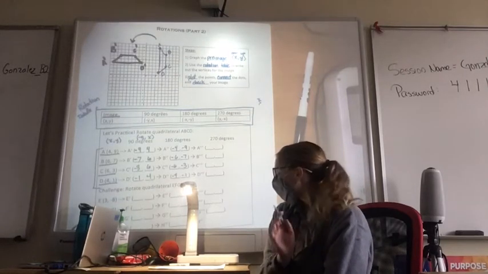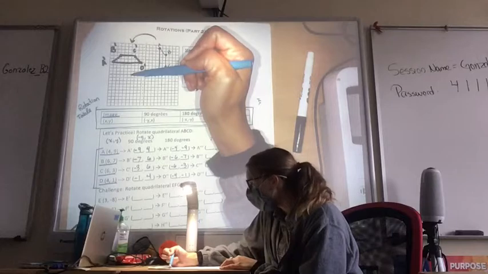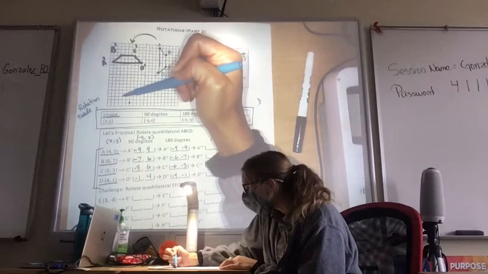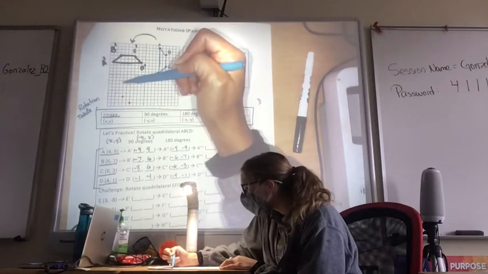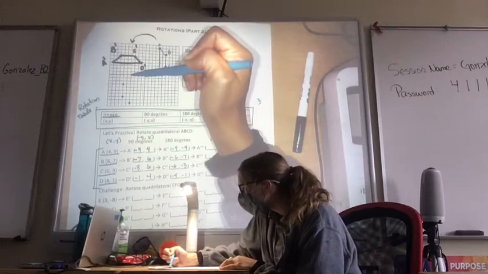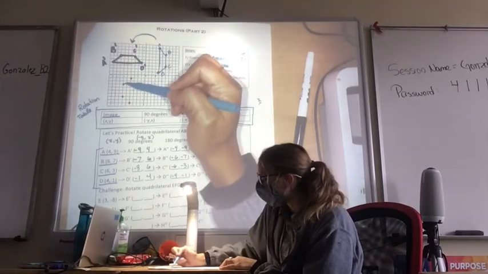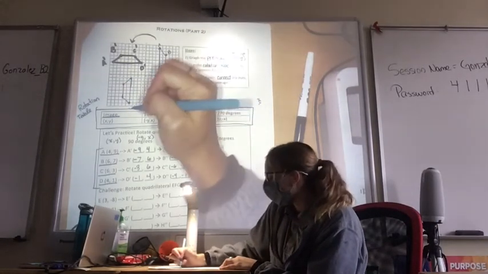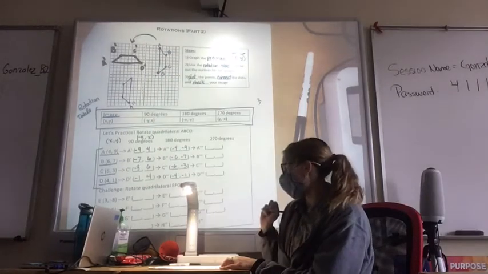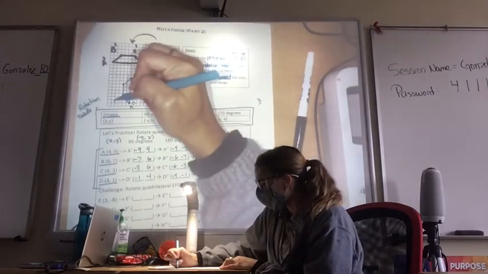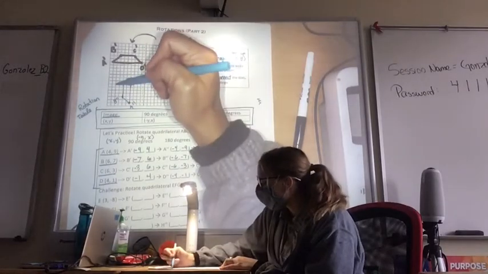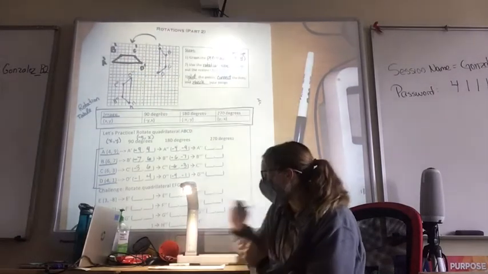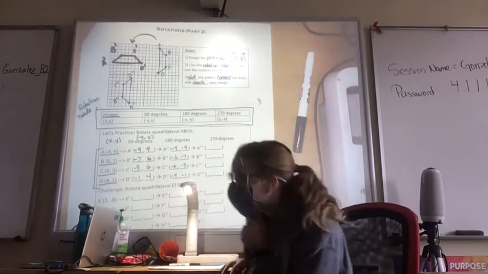Go ahead and plot those points. Oh no, is that right? Did we put 2 primes? Double primes, yes. So for example, this guy is our A double prime. B double prime. C double prime. And D double prime.